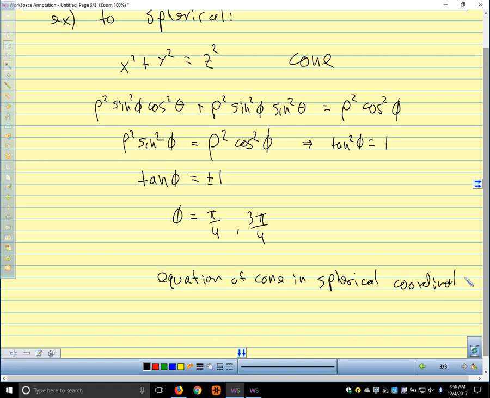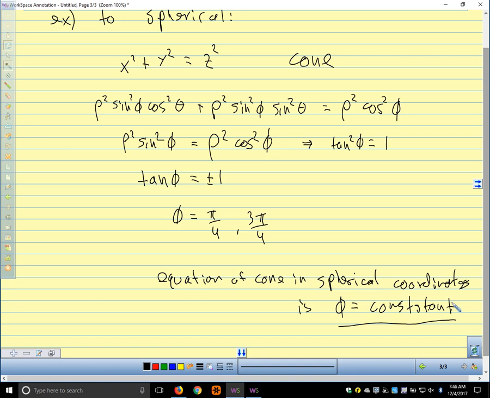Is this a two-ended cone, a double-lapped cone? So what we're saying here is phi equals a constant. So no matter what for any value of rho, we're at this value of phi, or this value of phi. Theta can take any value, so it can rotate around the z-axis. So the phi stays constant, we rotate around the z-axis, and we trace out a cone.